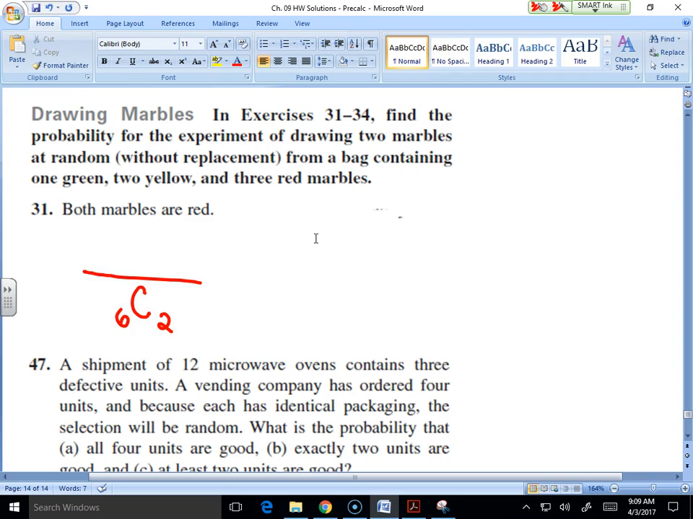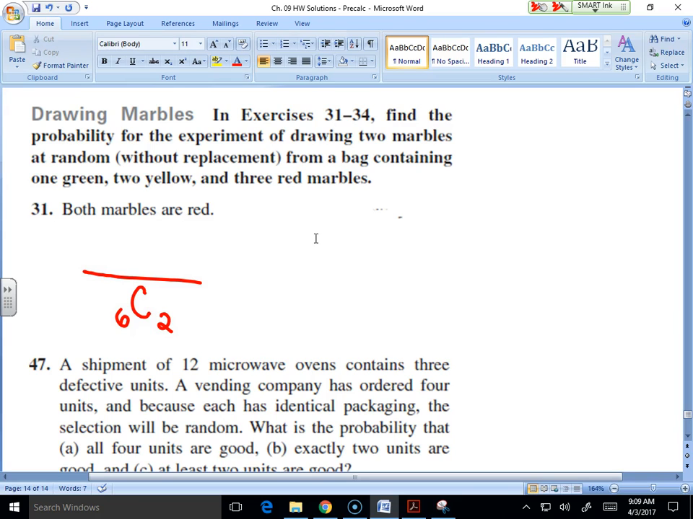Are you picking one and then another, like in a lottery, one number and then another? Or are you just drawing 2 marbles? It doesn't matter how you pick them out. It's not like you pick one yellow first and then a red. The order doesn't matter, right? You just pick 2 red, because you're just picking 2 marbles, kind of like picking 2 cards. Since you're just picking 2 marbles at random, order doesn't matter. We can use combinations. Both marbles are red.